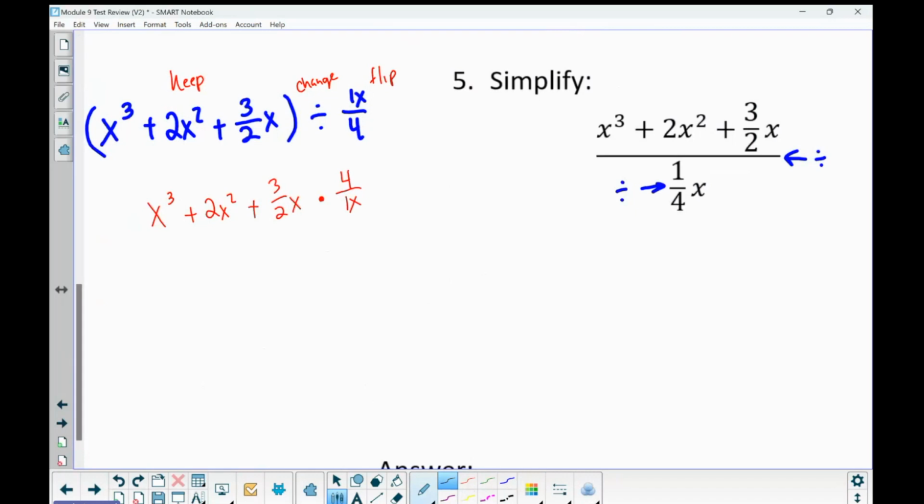I like to think about it, you can also think about it as putting a 1 underneath, and we do top, top, bottom, bottom. But I like to think about it separately, so I like to do the division first. So I'm dividing everything by 1x, and then I multiply everything by 4. So I'm going to start with dividing everything by 1x. Now, anything divided by 1 is itself, so I really don't have to put the 1 there, but we can if we want to. So x^3 minus 1x is going to leave me with x^2.